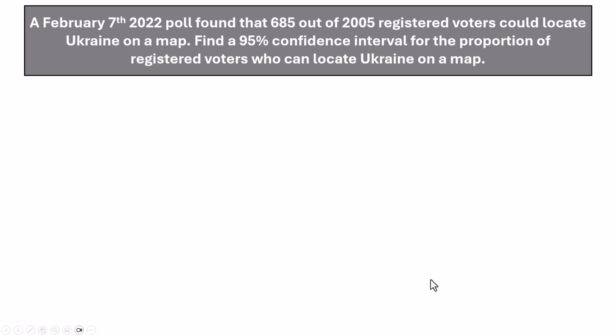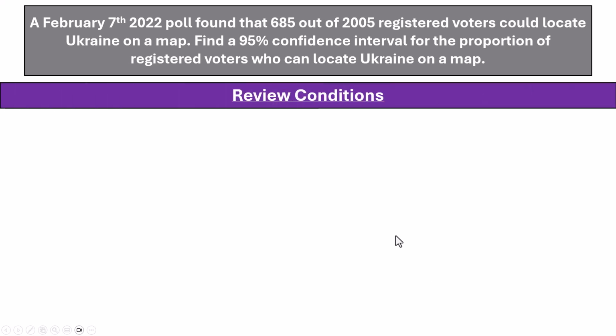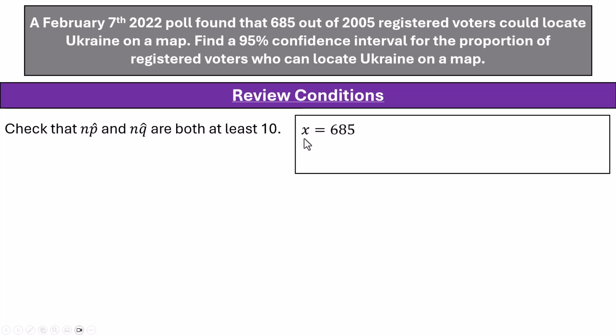Okay, next we can go ahead and move on to the second step of the PHRED technique, which is review conditions. The only condition that we need to check is that n times p hat and n times q hat are both at least 10. So what we should probably first do is write out some of the given information and the symbols that correspond to them. So we had 685 individuals who could locate Ukraine on a map, and we use x to represent that value. Our sample size of 2005 is n. We may also want to write down that we have a 95% confidence level, so we could say CL is equal to 95%.